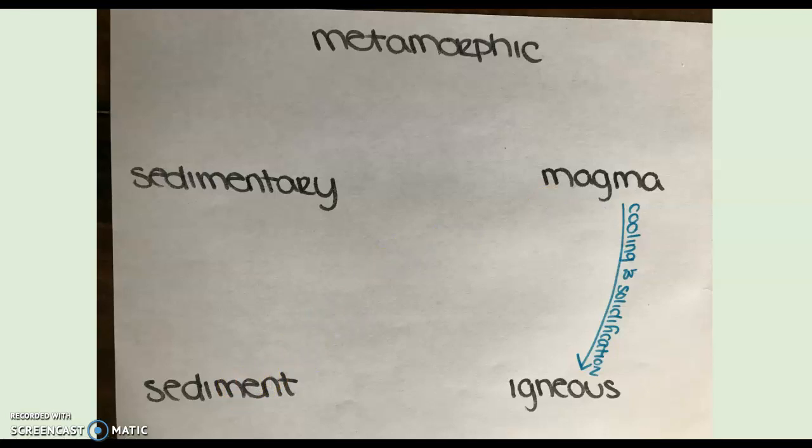So here I've started it. You're going to notice that all of my arrows are color coordinated. So each movement in the rock cycle is going to be color coordinated. So we start with magma. Magma has to cool and solidify to form an igneous rock. Okay, we've already learned that. This is all things that we've already learned. We're just kind of putting it together.